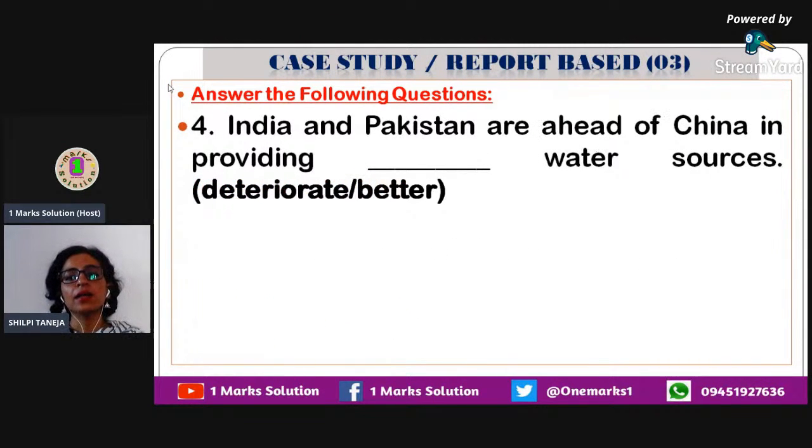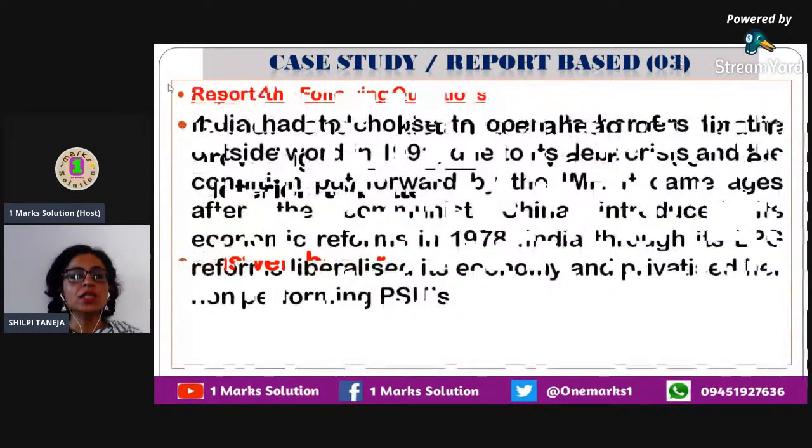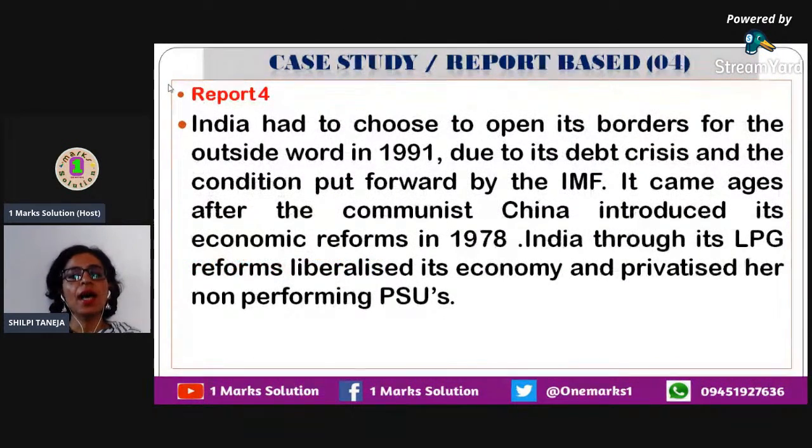India and Pakistan are ahead of China in providing better water resources. ये तो आप याद रखेंगे ही रखेंगे because there are only few points where you have to learn that we are doing better than China. So water resources. Next report says India had to choose to open its borders for the outside world in 1991.